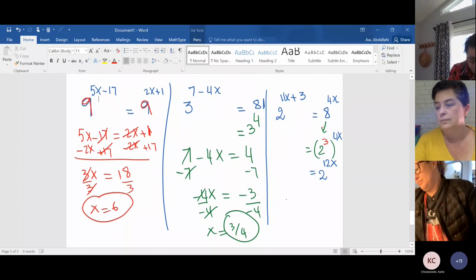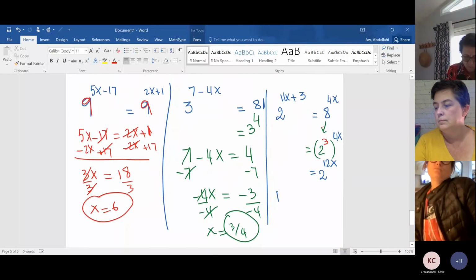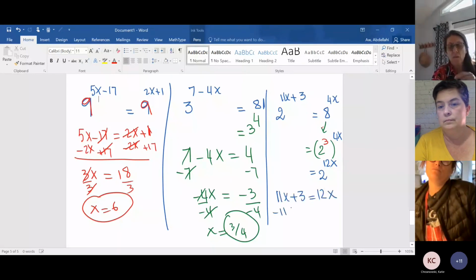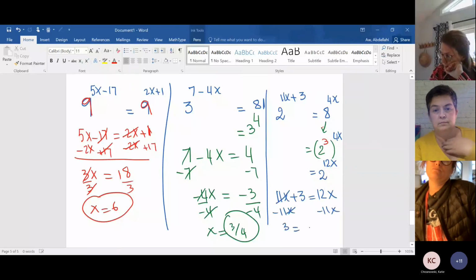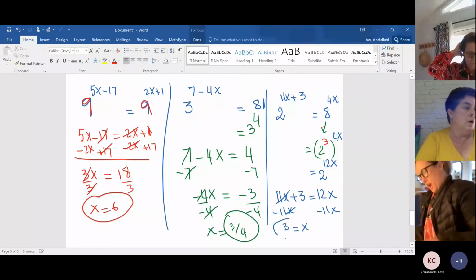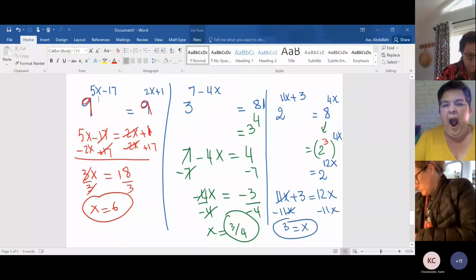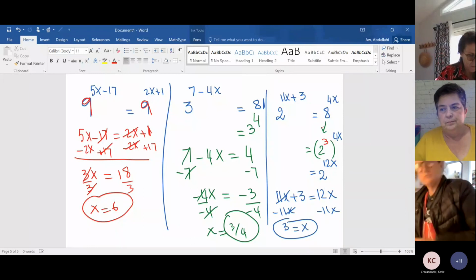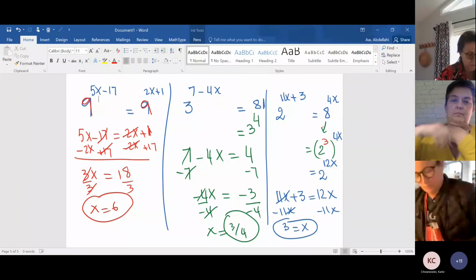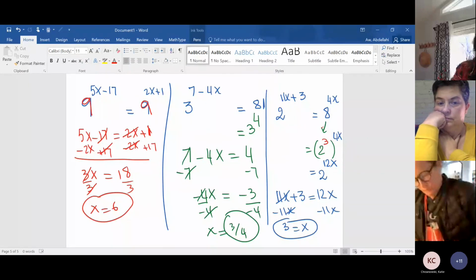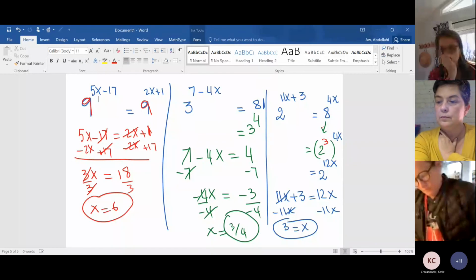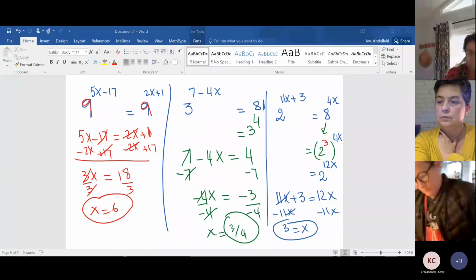So now you can go ahead and set up the equation. 11x plus 3 is equal to 12x. You subtract 11x, so you get 3 equal to x, right? So these are, in OAD3, the 3 types of equations you're going to see in the exams. If you go to the next math class, like 163, you're going to see some other types of equations, okay? But in OAD3, we just limit ourselves to these 3 types, all right?